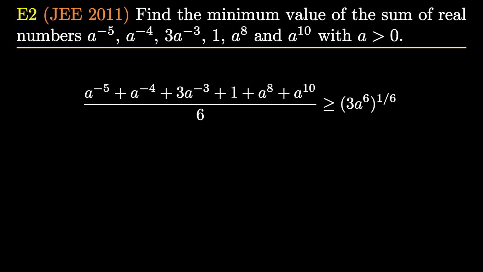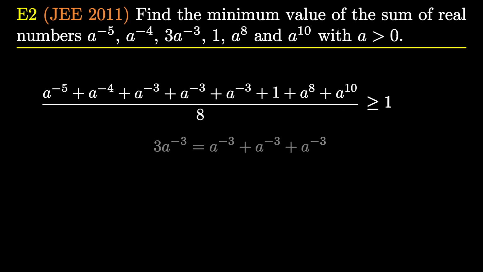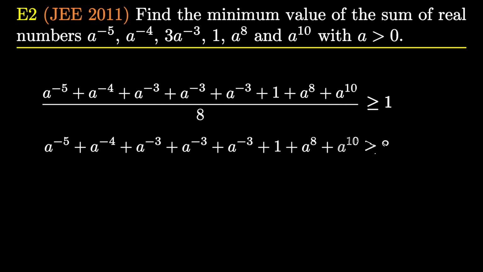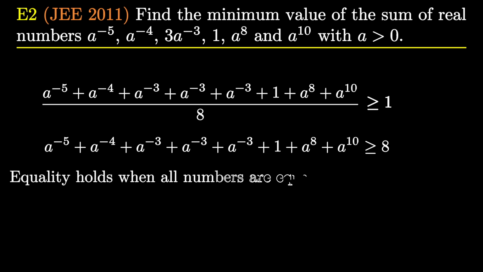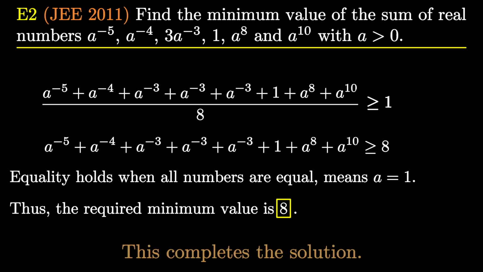If we split 3a^-3 into 3 equal parts, and reapply the AM-GM inequality on the resulting 8 numbers, we get the geometric mean constant, and we get that the sum of the given numbers is greater than or equal to 8, and the equality holds when a is equal to 1. Thus the required minimum value is 8, and this completes the solution.